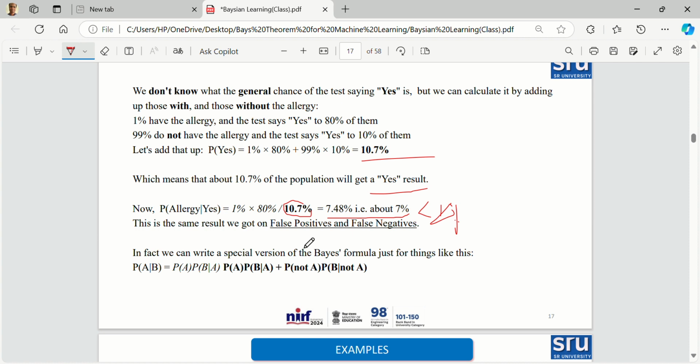Now in fact we can write a special version of the Bayes formula just for things like this: probability of A given B is equal to probability of A into probability of B given A, divided by probability of A into probability of B given A plus probability of not A into probability of B given not A.